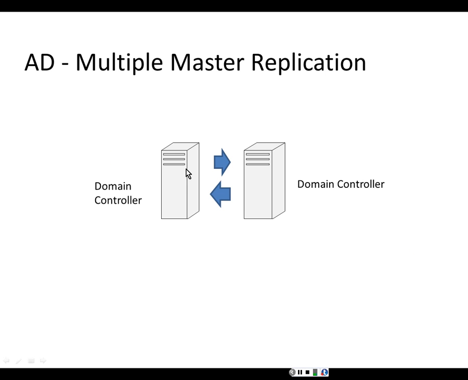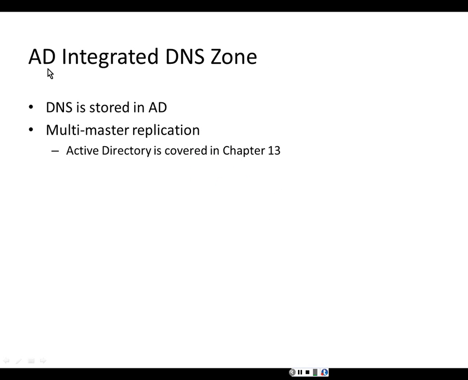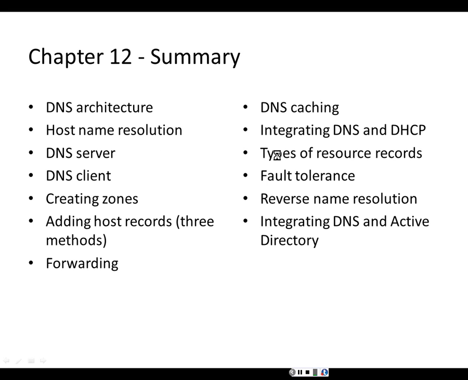With Active Directory, multiple master replication means you can add a record to any one server and it will replicate to the other server. So if we want DNS to use multiple master replication, then we integrate DNS and Active Directory. An Active Directory integrated DNS zone is where the DNS database is stored in Active Directory, and therefore it takes advantage of multi-master replication, which is a function of Active Directory. And we will go more deeply into Active Directory in Chapter 13.